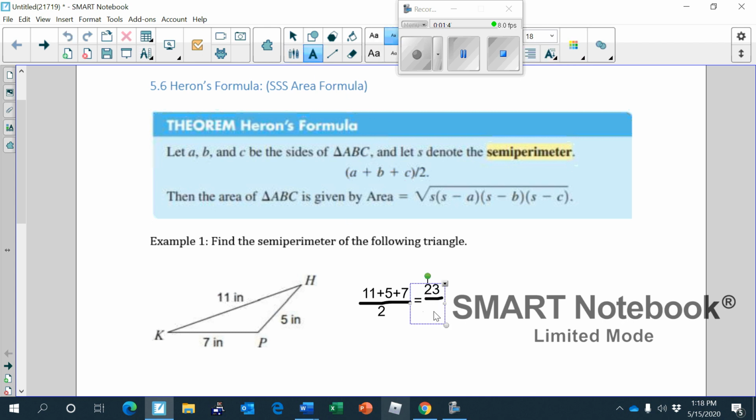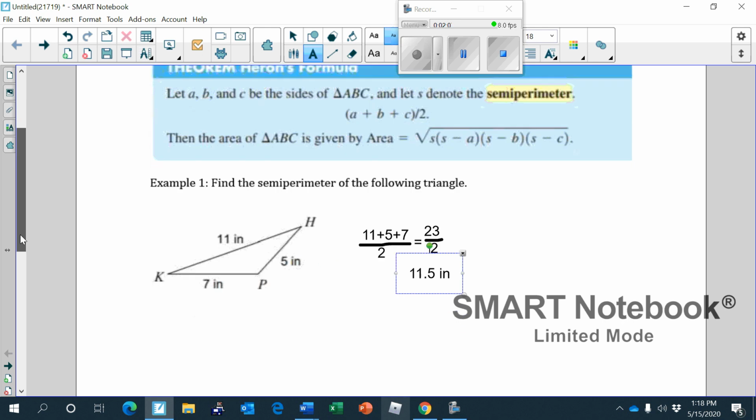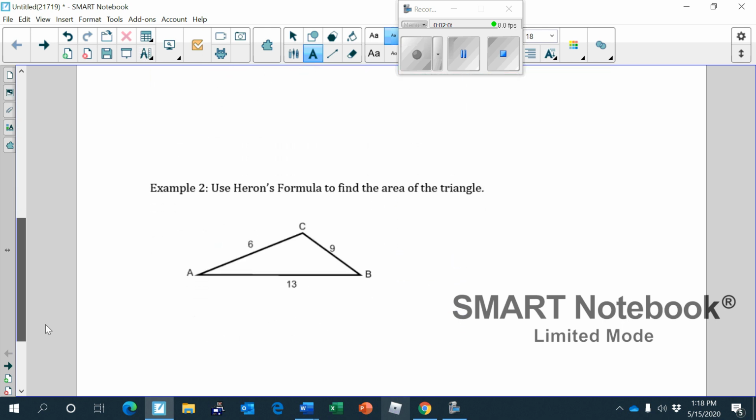So that's all I want you to do, just to get the hang of finding the semi-perimeter. Again, you're just adding up the sides, dividing by 2. And again, what we get there is 11.5 inches. In this case, it's inches. Okay, so that's your semi-perimeter. So that's what you're using for the S when we get to the next example where we're actually finding the area. So let's go down there to our example 2.